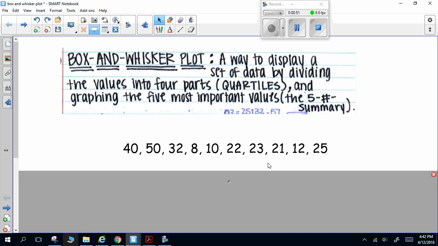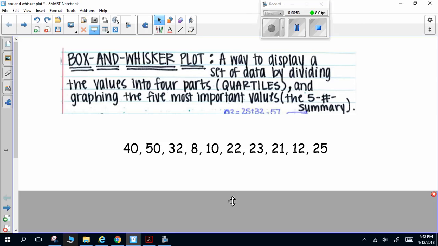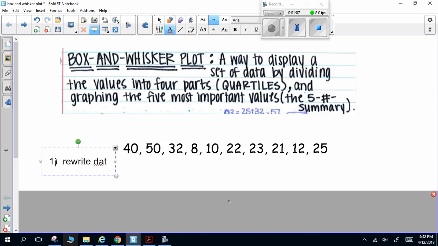The first thing that you're going to be doing when you're doing a box and whisker plot is that you are going to be organizing your data in ascending order. So number 1, we want to put our data in ascending order. So do that now. Make sure you copy down this step.